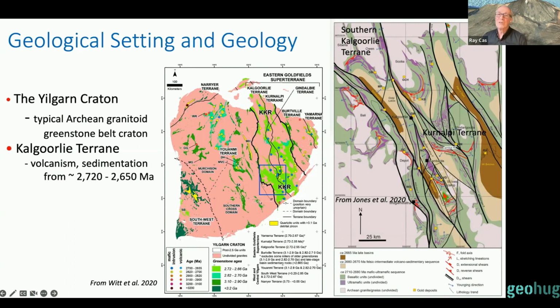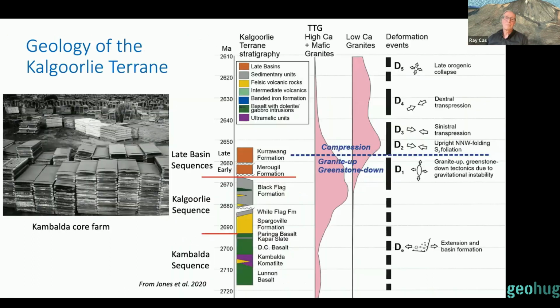I'll briefly explain those colours. The purple and the greens represent the basal stratigraphic sequence dominated by basalts and komatiites. The fawn-coloured belt represents the middle stratigraphic sequence known as the Kalgoorlie sequence, which is dominated by felsic volcanics and associated sediments. And then the brown belts represent the younger stratigraphic sequence known as the late basin sequences.